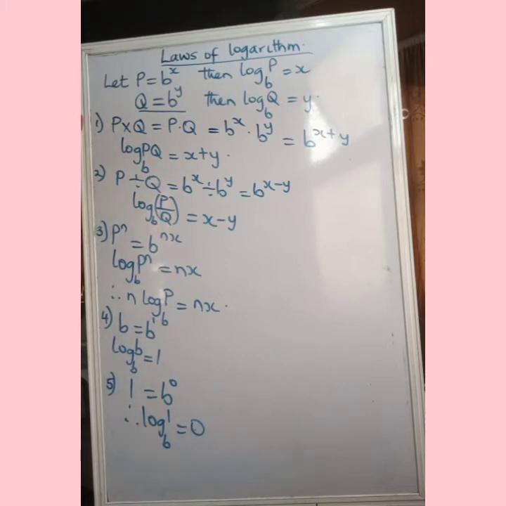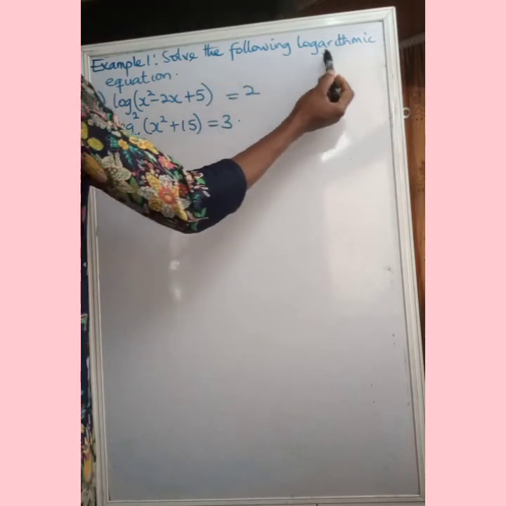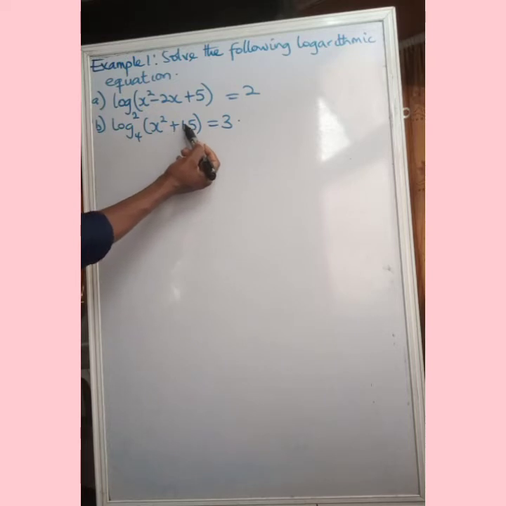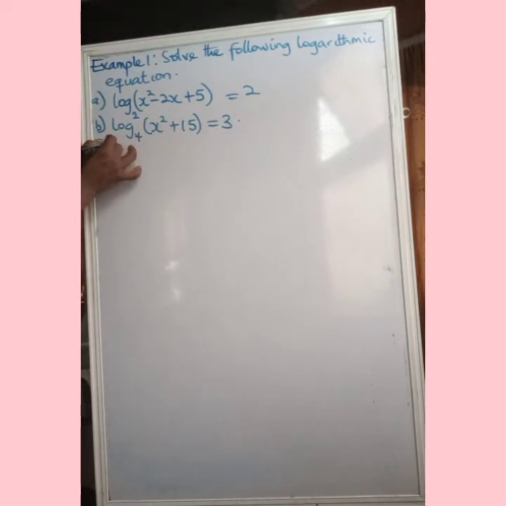We'll move to some examples on this. Example 1. Solve the following logarithmic equation. The first question, log of x squared minus 2x plus 5 base 2 equals 2. The second question, log of x squared plus 15 base 4 equals 3. Now let's start with the first question.